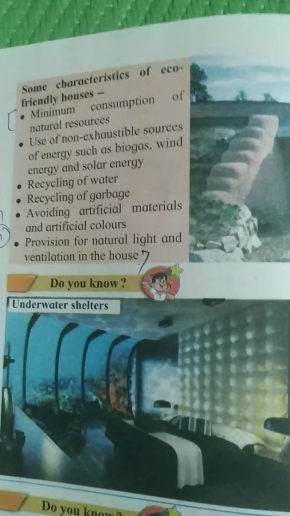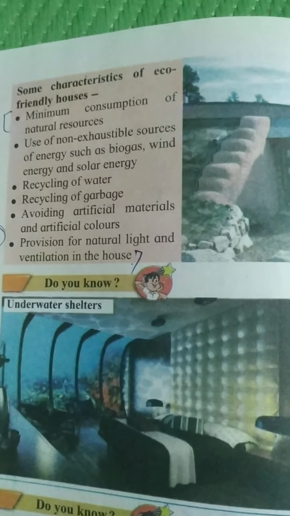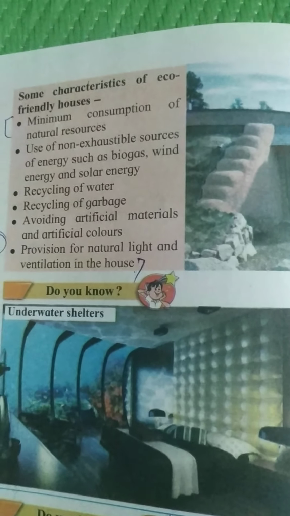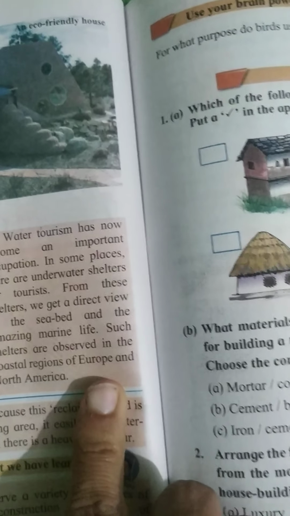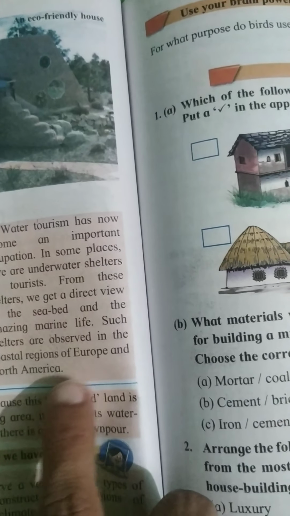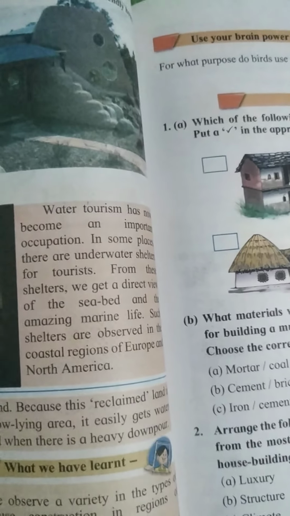Avoiding artificial materials and artificial colors to color the houses, and provisions for natural light and ventilation are there. Such types of houses exist. Do you know there are houses built under the oceans for tourism, to observe the ocean's wealth? The houses are built under the ocean. This occurs in Europe and North America.